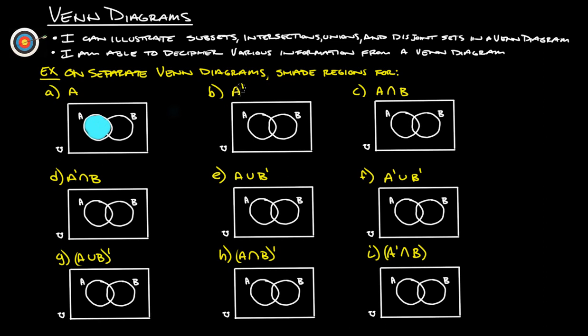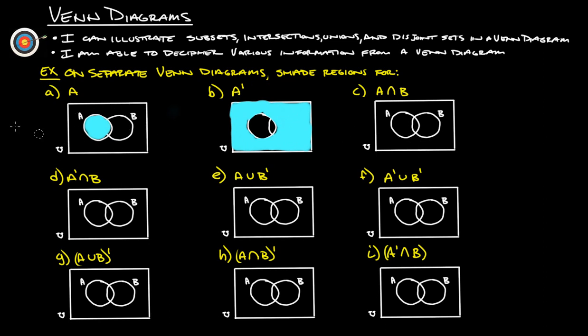A prime is basically the exact opposite of this, so it's going to be everything else except for A. That would represent everything that's not in A. So if we add those two things together, we get exactly the universal set.